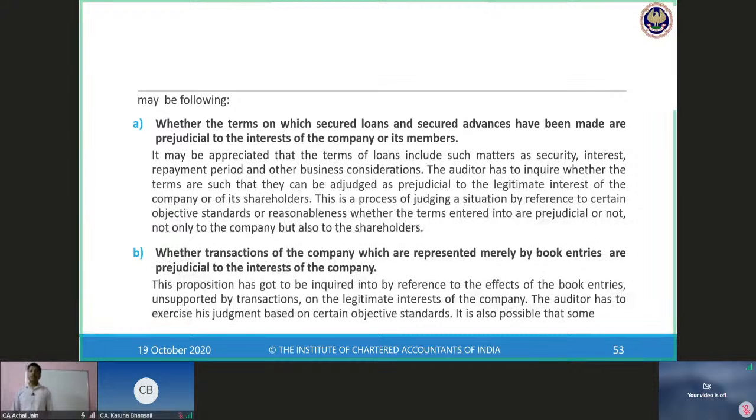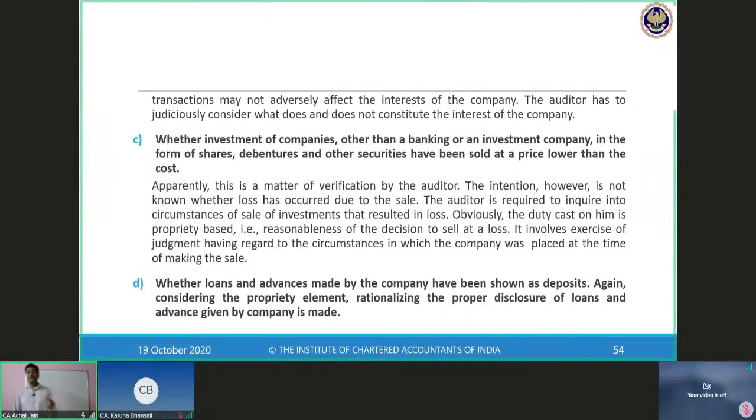Moving on to the next one. Whether the transactions of the company which are represented merely by book entries are prejudicial to the interests of the company. Now this proposition has to be inquired into by reference to the effect of book entries which are not supported by transactions on the legitimate interests of the company. Auditor has to exercise his judgment based on certain objective standards. It is also possible that some transactions may not adversely affect the interests of the company. The auditor has to judiciously consider what does and does not constitute the interest of the company.